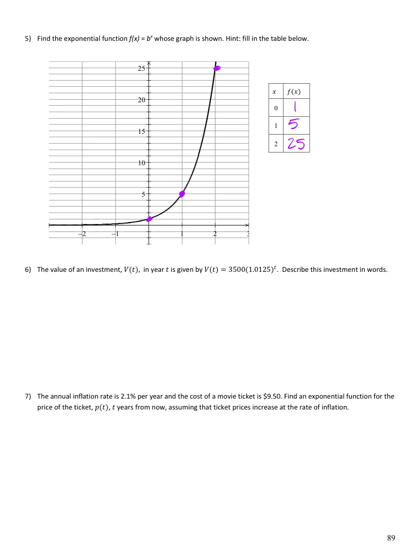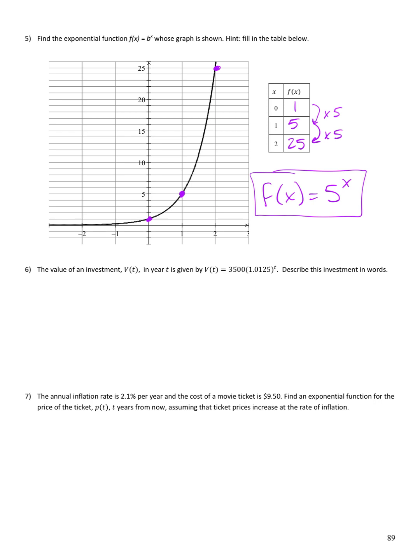Okay, so what are you multiplying by to get from 1 to 5 and from 5 to 25? This is times 5, and then 5 to 25 is also times 5. So my growth factor is 5. So my function is f of x equals 5 to the x.